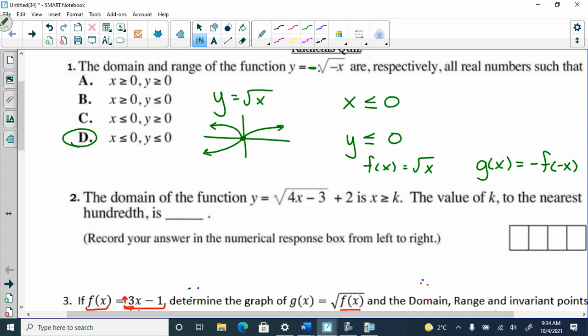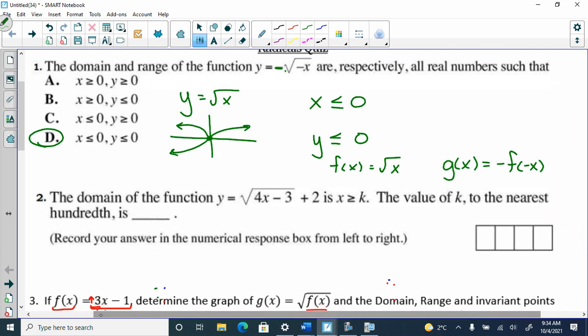Okay, this one says the domain of the function y equals root of 4x minus 3, plus 2, is x is greater than or equal to k. Now what we can say is, hey, the domain is normally x is greater than or equal to 0. We have to remember to take our 4 out. So we get 4 times x minus 3/4. So what are we actually doing? We're moving it 3/4 to the right. Am I reflecting it at all? No. So it's going to be x is greater than or equal to 3/4. So you should have 0.75.